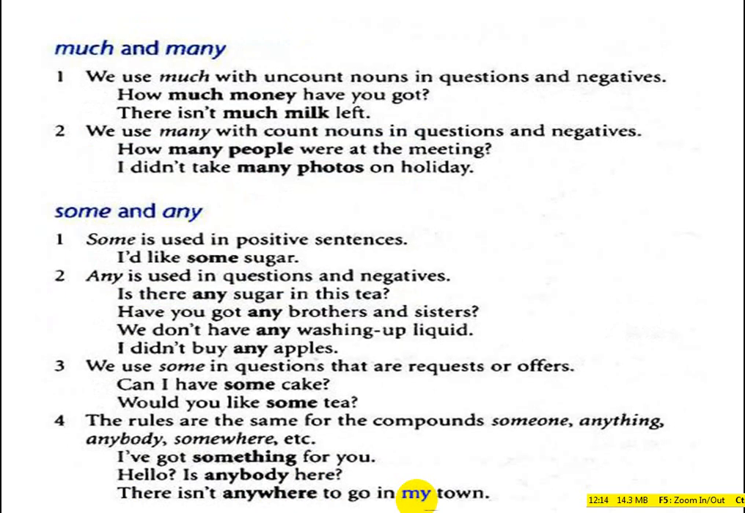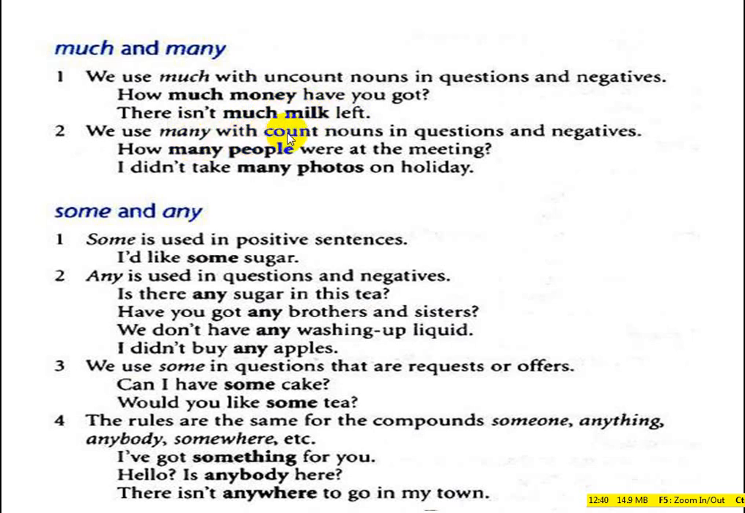Much and many. We use much with uncountable nouns in questions and negatives. How much money have you got? Here is the question form with an uncountable noun. There isn't much milk left. Here it is negative, with the uncountable noun milk.